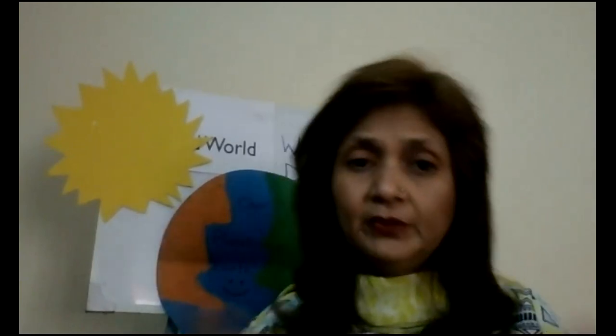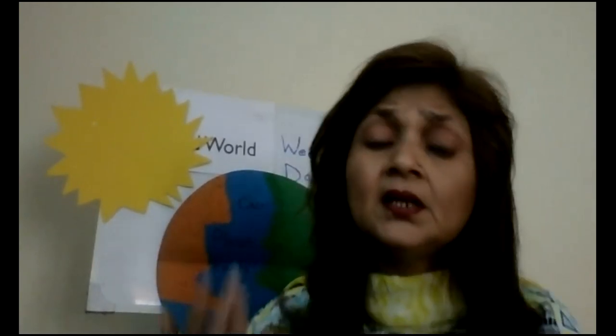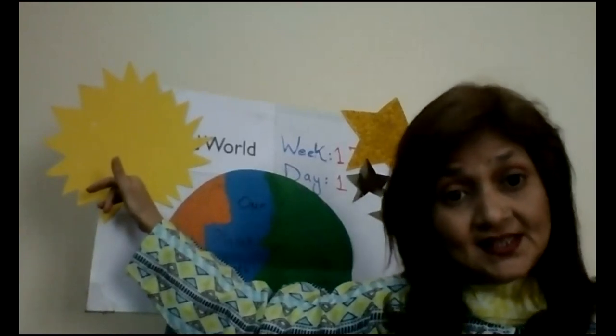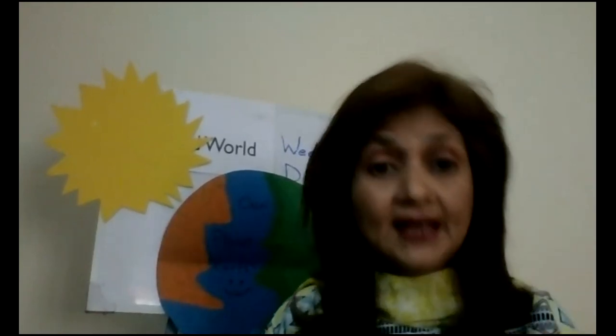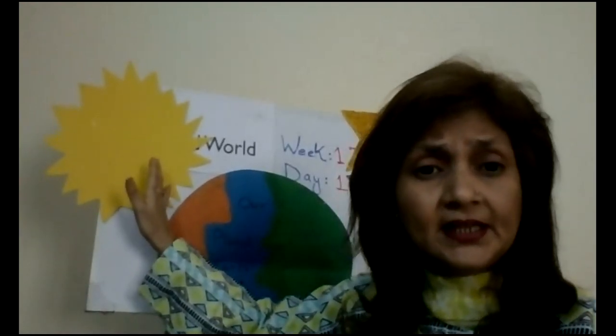This is where we are living, whether we are living in Pakistan, Canada, the UK, or America. We are living on the planet Earth. We all are living on this planet, and that planet is called Earth, right? And from where do we get heat and light? We get heat and light from the sun, right? The sun gives us heat and the light. So this is our planet Earth and we get heat and light from the sun.